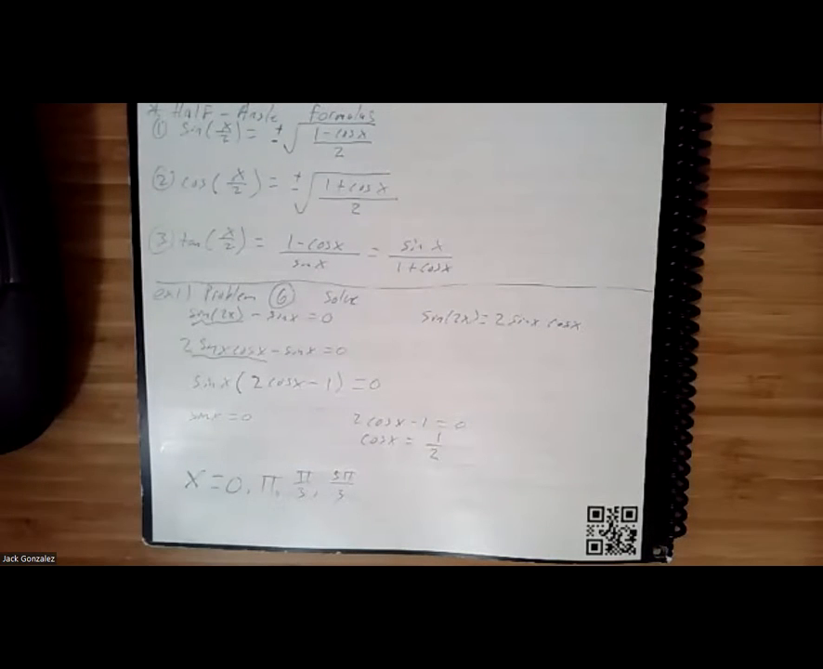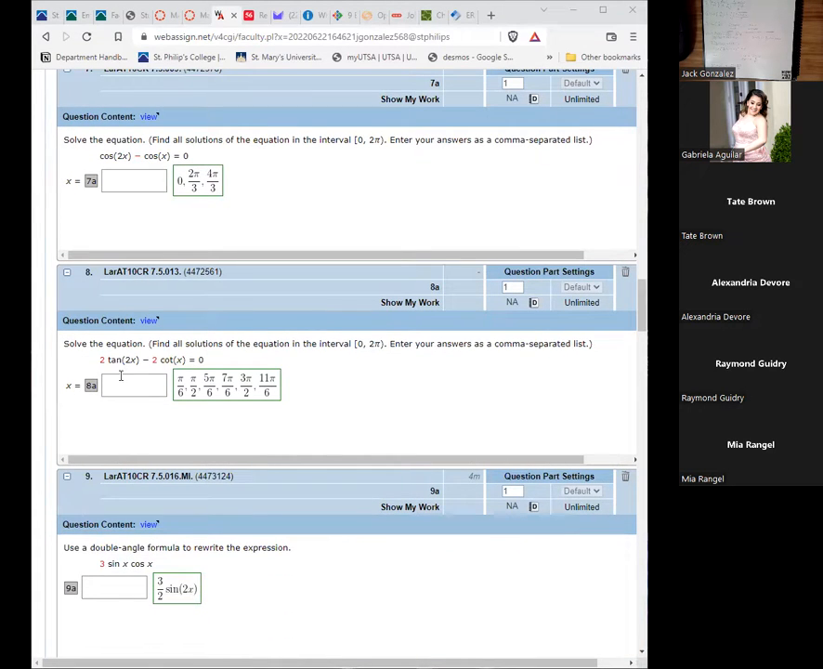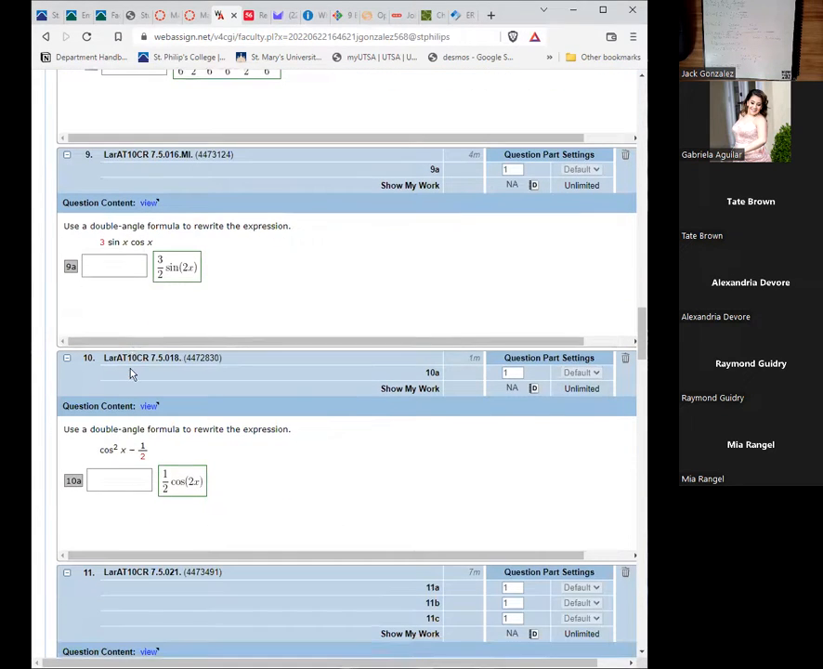Look at the homework one more time. That was number 6. Number 7 is very similar, so I'll leave that to you. Number 8 is similar, but you're going to have to use the tangent one. Let's do 9. That one's not telling us to solve for anything. That one's different. Problem 9.